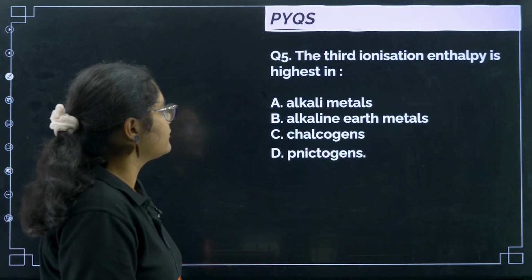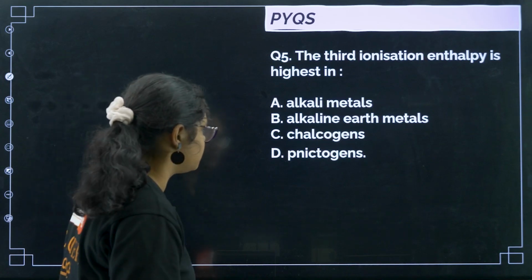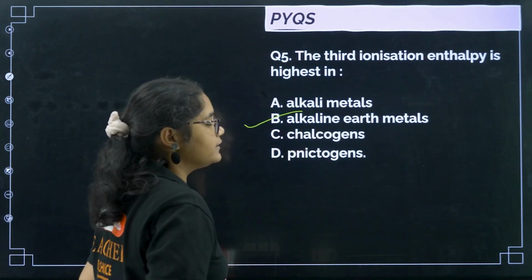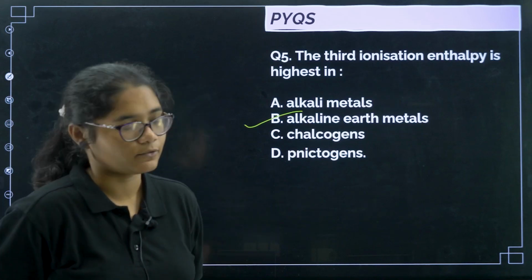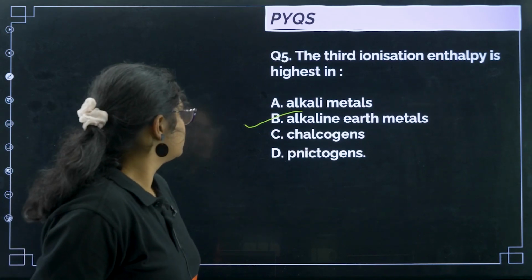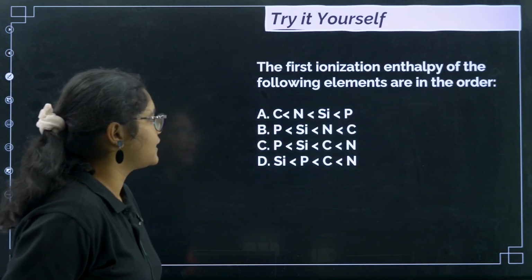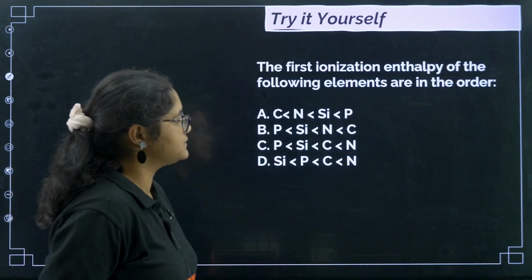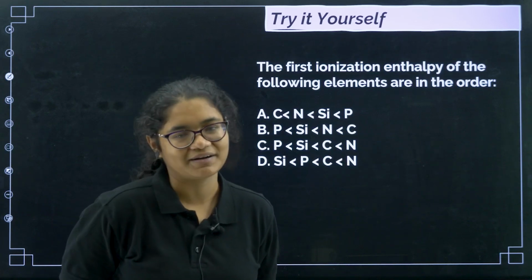Next, the third ionization enthalpy is highest in. So the third ionization enthalpy will be highest in the alkaline earth metal, because you will be removing electrons from a fully filled shell. Okay, fine. So that was this, and this is a homework question now. The first ionization enthalpy of the following elements are in the order. So remember the exception and do this question and do comment down the answer.